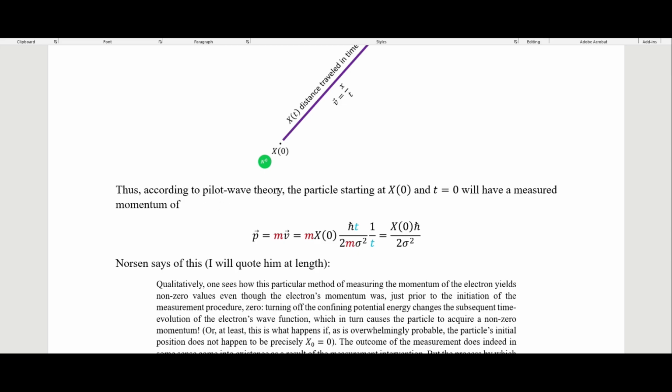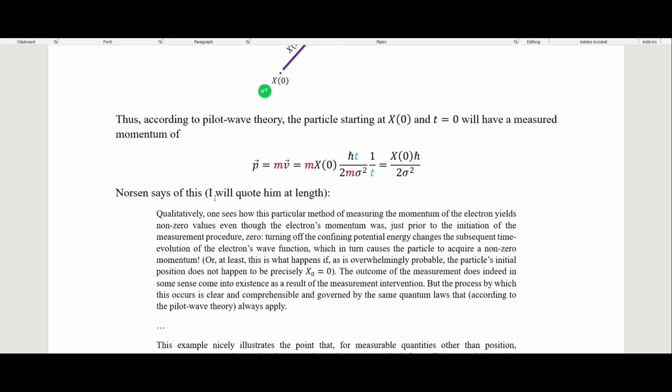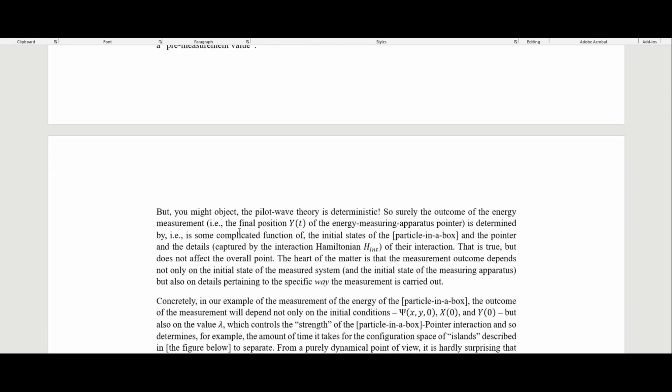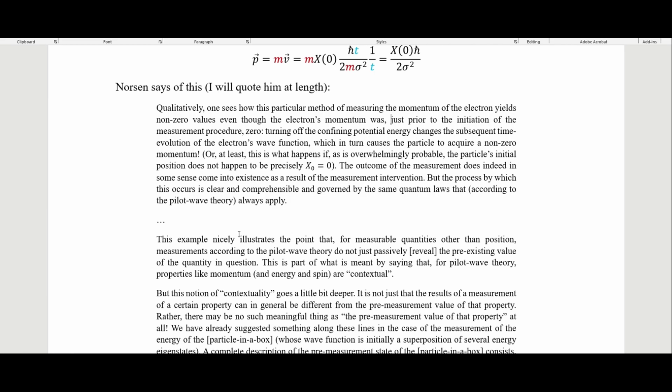According to pilot wave theory, the particle starting there at t equals 0, at x of 0, will have a measured momentum of this right here after we cancel out the things that I have in red and blue. And so Norsen says of this, and I'm going to quote him at length here, it's a lengthy quote, but the way he talks about it is probably the best way to talk about it.